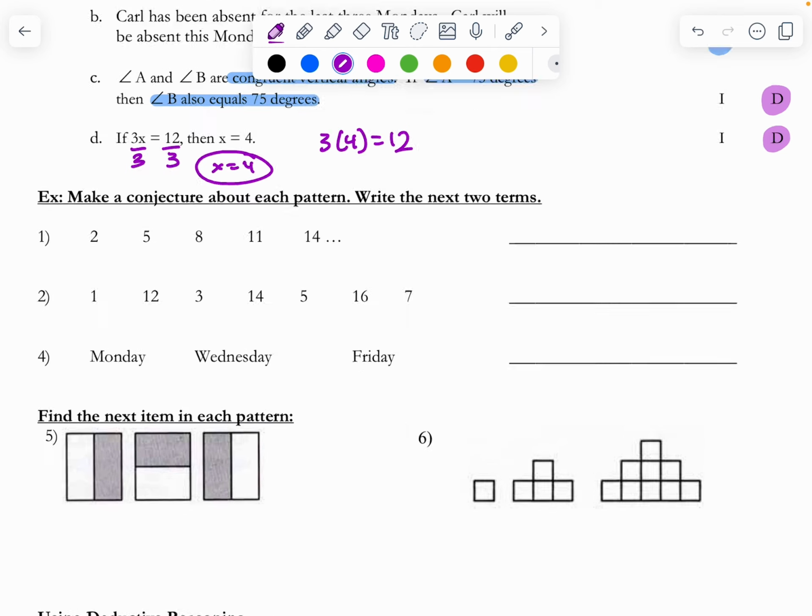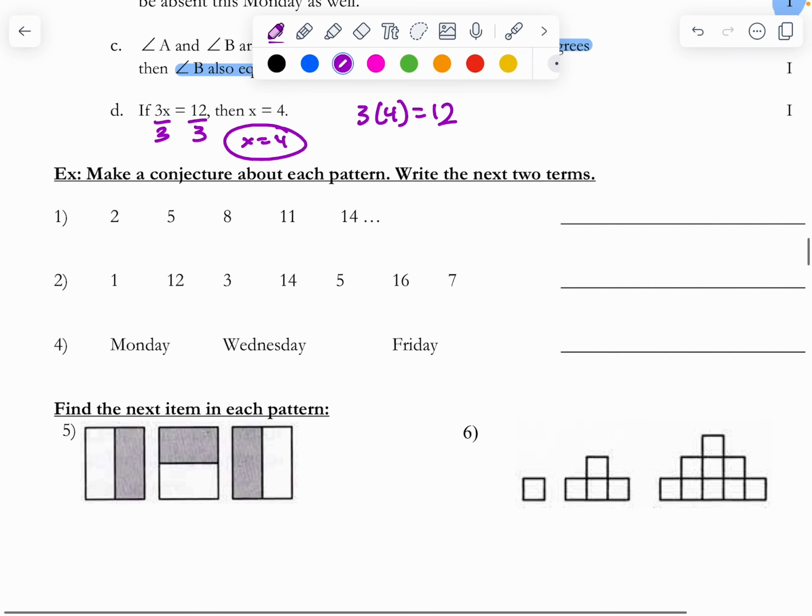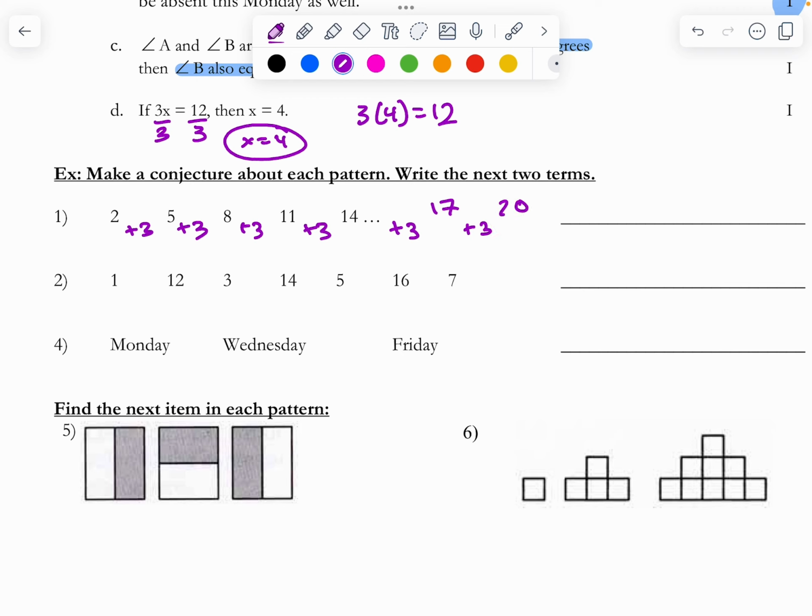So for this example, we're trying to establish a pattern, and we know this pattern has a plus three pattern because from 2 to 5 it's plus three, from 5 to 8 is plus three, and so on and so forth. So that means my next number has to be 14 plus three, which is 17, and then we're going to add another three to get 20. Therefore, my next two terms are going to be 17 and 20.